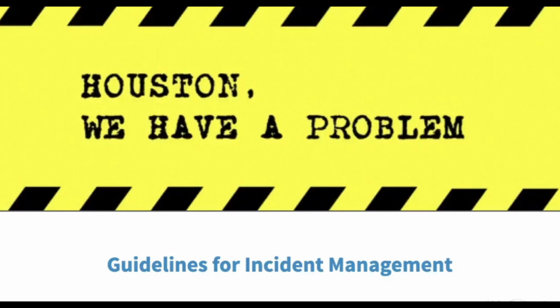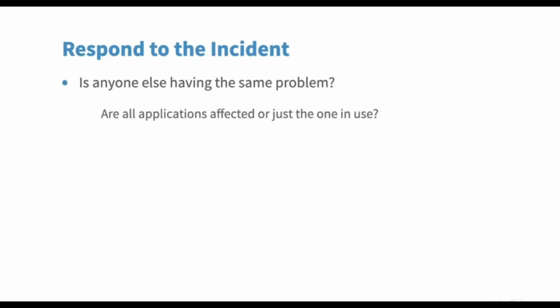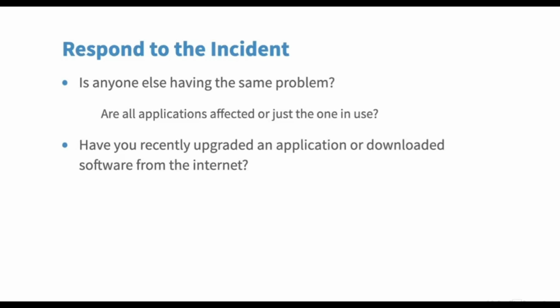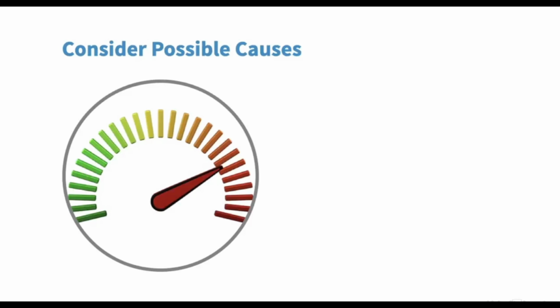First, you will want to respond to the incident, either make a call or in some cases physically go to where the trouble is being reported. Ask questions that will help you narrow the scope. For example, is anyone else in your department having the same problem, or are all applications affected, or just one that you are using currently? Have you recently upgraded your applications or downloaded software from the internet?